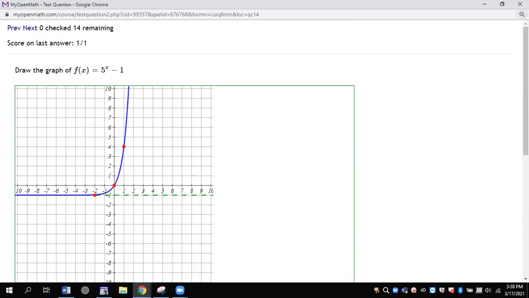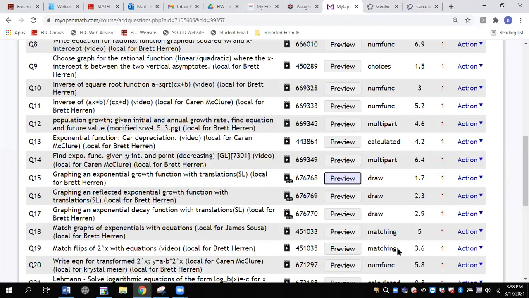This was different than the one I was just doing. So you just click once on the horizontal asymptote, it'll make that. Then the other 2 dots, click on the 2 points to make the graph. And you'll have it. And so that's what I did on this one.